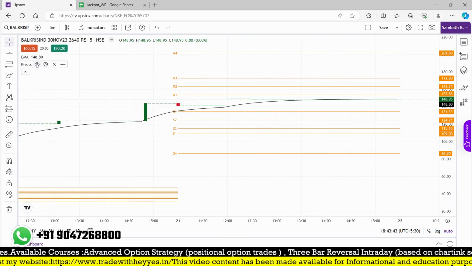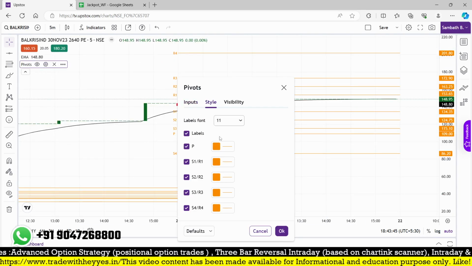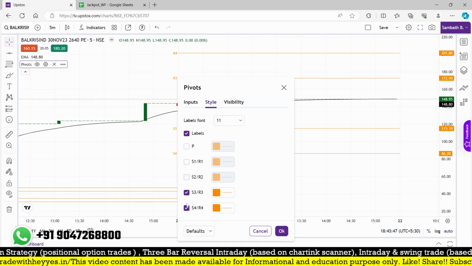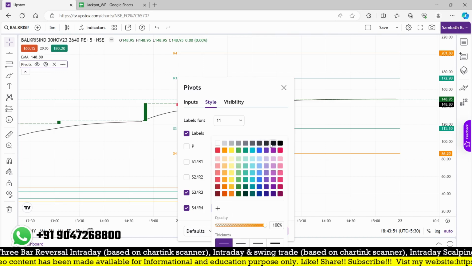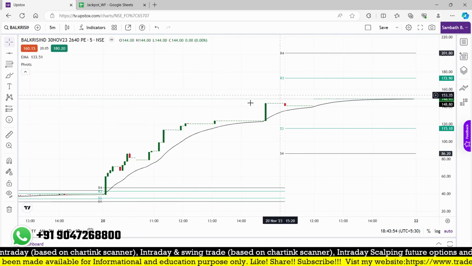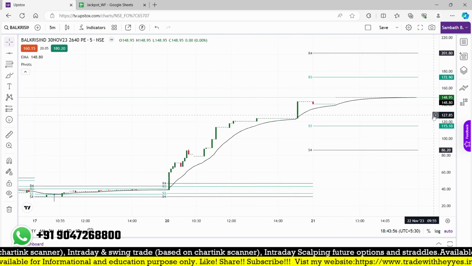This is the camera level and the important levels you are looking for: R1, sorry, R3, S3, and R4, S4 maybe. So this black line should be my breakout. Let us assume, you can look at this stock.